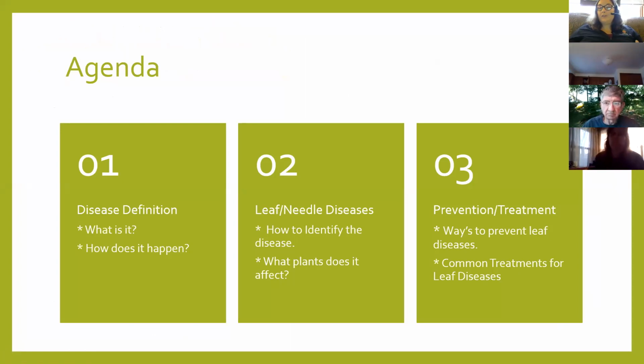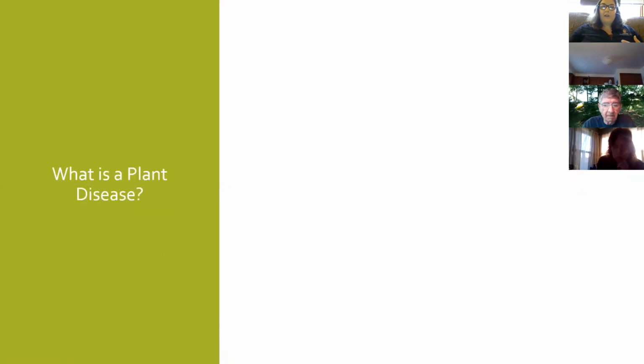We're going to look at defining what disease is and how it happens. We'll look at leaf and needle diseases, so how to identify the disease and what plant it affects. And then I have a slide about prevention and treatment, so things to prevent leaf diseases and some of those common treatments that we have.